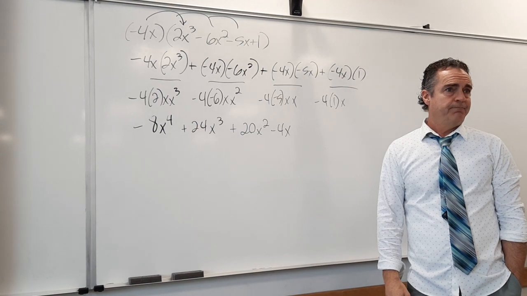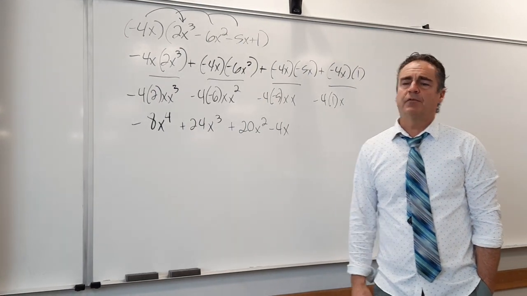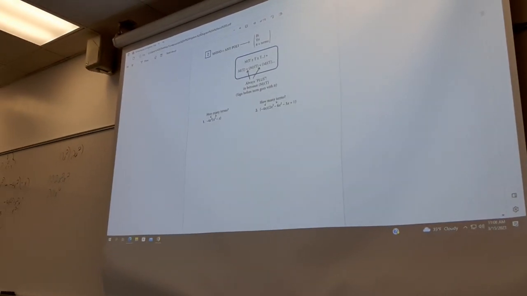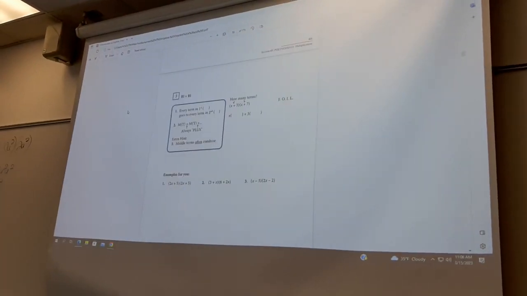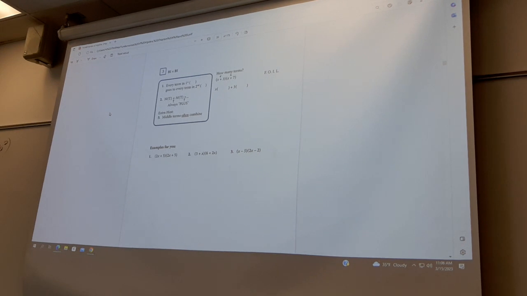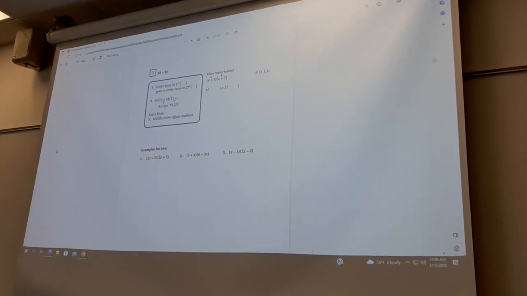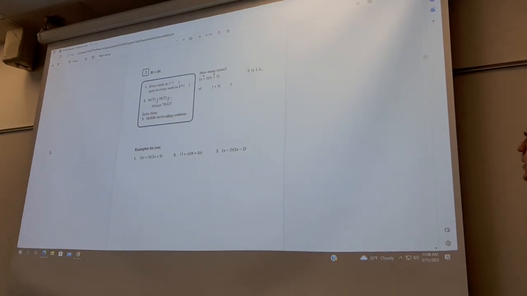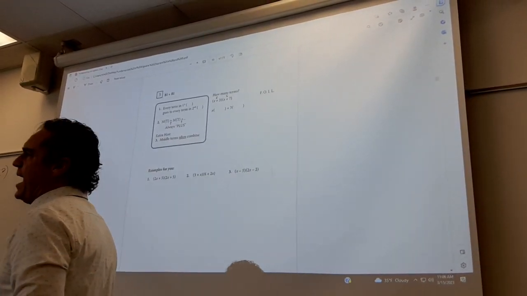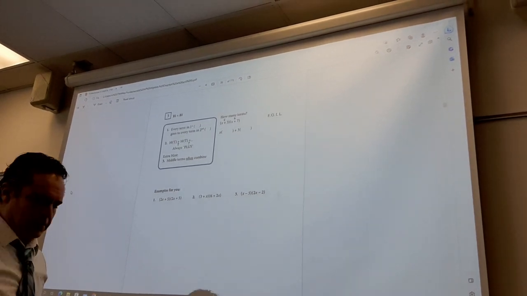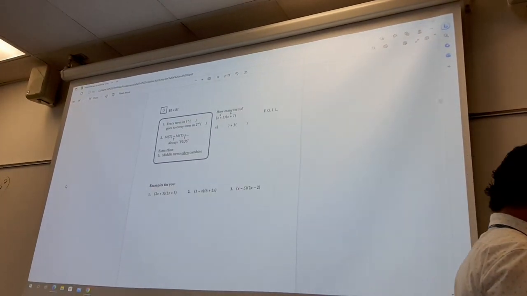Got me? Okay, we got to go to the next section. Let's go to the next page. The next type of multiplication of polynomials, once again just an extension of monos times monos, is the bi times bi, the binomial times binomial. How many people ever learned the acronym FOIL? What does it stand for? First, outside, inside, last.